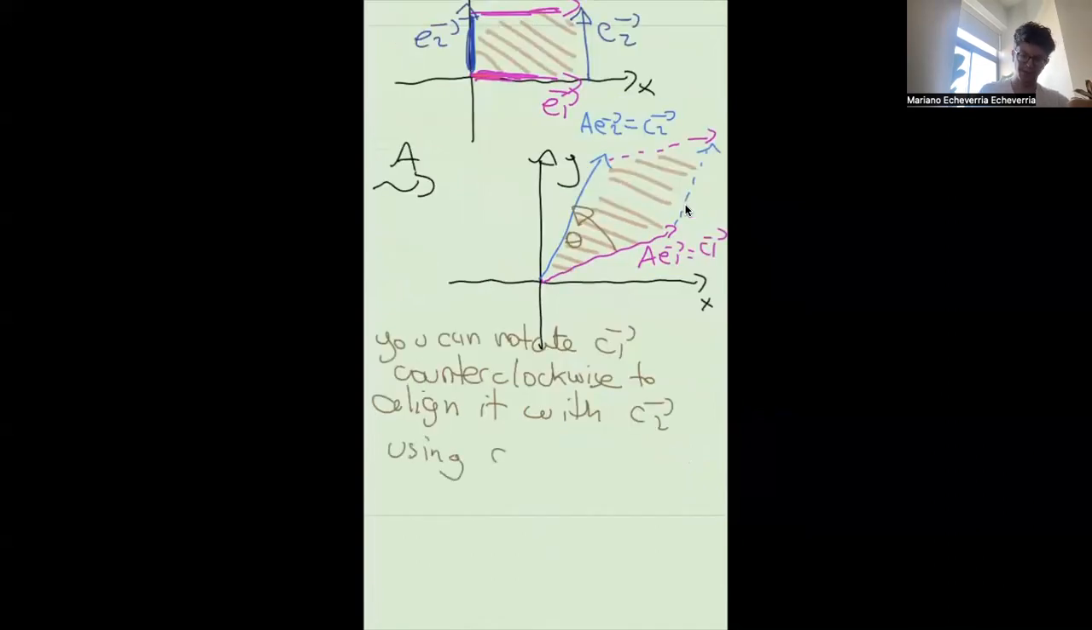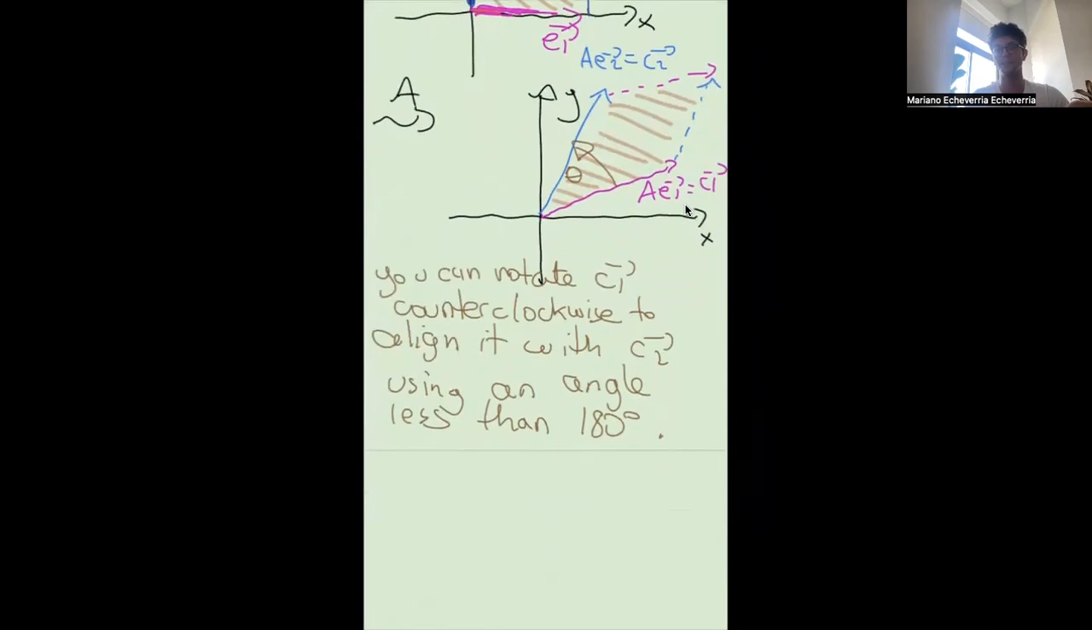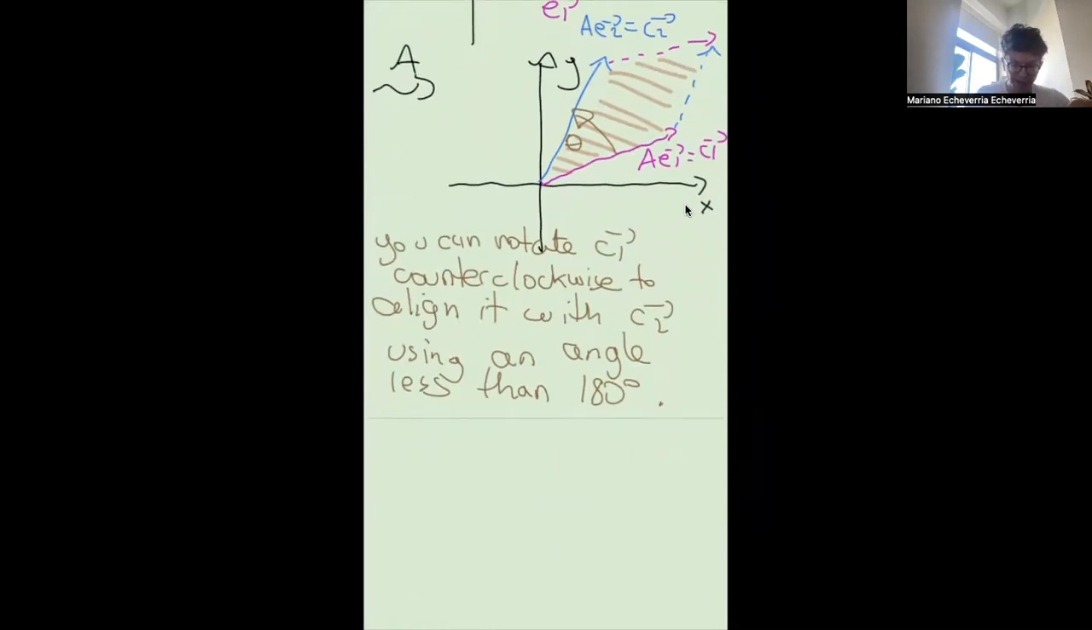Using an angle less than 180 degrees. The only thing I'm trying to say is that in this case, if you look at C1 and rotate it counterclockwise by less than 180 degrees to get to C2, then the determinant is just the area of the parallelogram as a positive number. So the determinant of A is going to be a positive number, and it's just the area of the parallelogram.